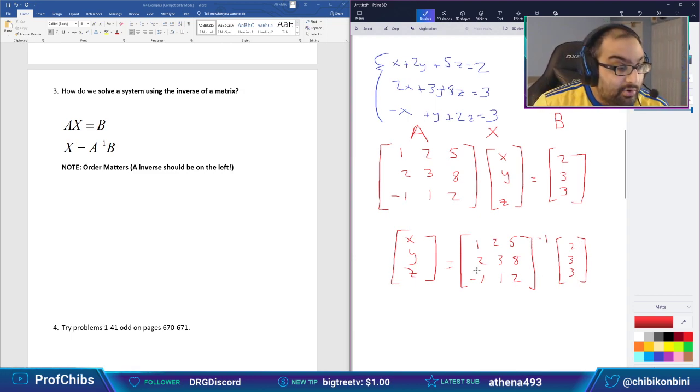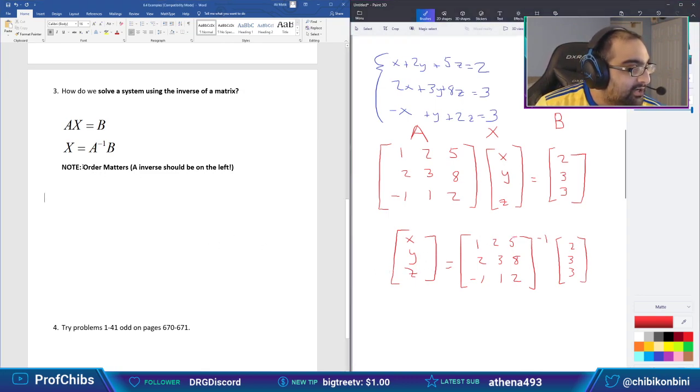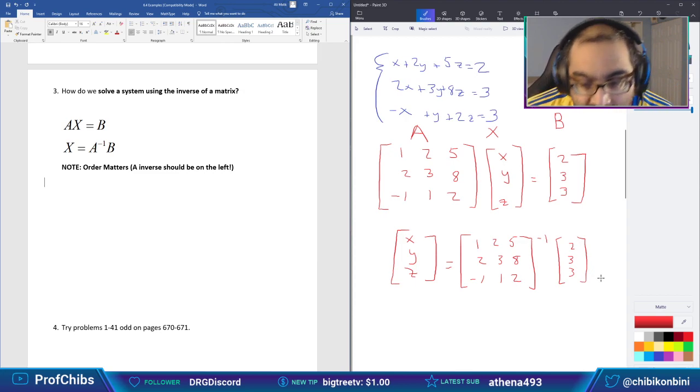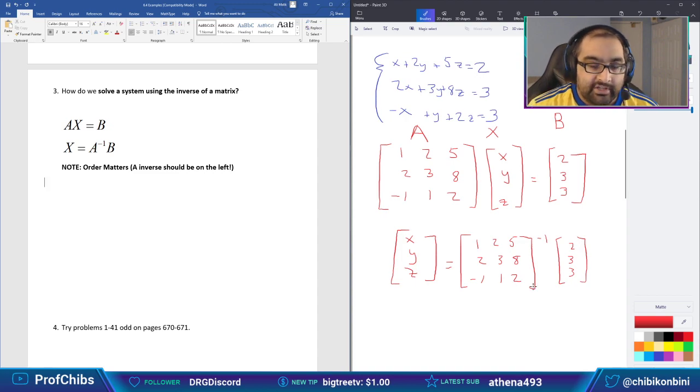Now, if you notice, this matrix is on the left. That is important. Order matters when it comes to matrix multiplication. So A inverse should be on the left. If you try putting this on the right, you will have a bad time, and it will give you an error. You can't be all willy-nilly and say, I'm just going to multiply B times A. No. You have to do A inverse first and then multiply that by B. Then it'll give you an actual correct answer.